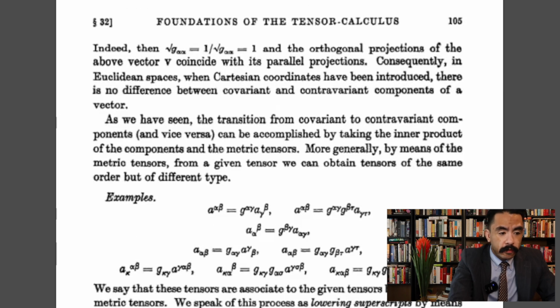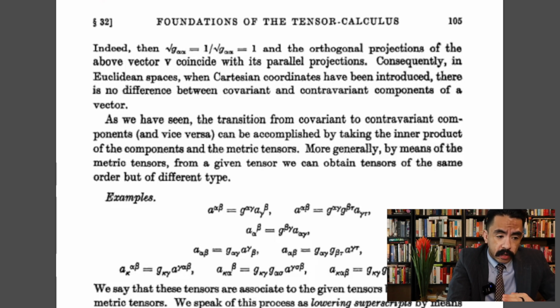Indeed, then the square root of g sub alpha alpha equals 1 over the square root of g sub alpha alpha, which is equal to 1, and the orthogonal projections of the above vector v coincide with its parallel projections. Consequently, in Euclidean spaces, when Cartesian coordinates have been introduced, there is no difference between contravariant and covariant components of a vector. As we have seen, the transition from covariant to contravariant components and vice versa can be accomplished by taking the inner product of the components and the metric tensors.